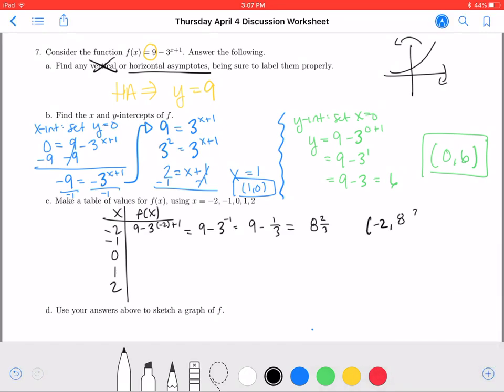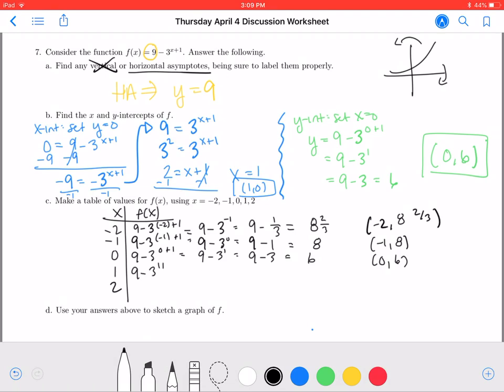Okay, so that is the point (-2, 8 2/3). All right, next, 9 minus 3 to the minus 1 plus 1 would be 9 minus 3 to the 0, or 9 minus 1, because 3 to the 0 is just 1. So my answer would be 8. So I'm looking at the point (-1, 8). For 0, I have 9 minus 3 to the 0 plus 1, or 9 minus 3 to the first. 9 minus 3 is just 6. So I'm looking at the point (0, 6).